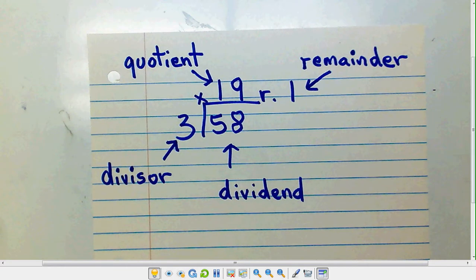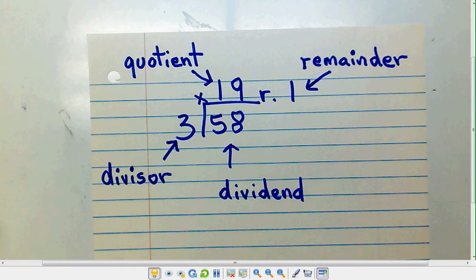Let's go over the parts. The 58 is the number you are dividing, which is called the dividend. The divisor is the 3, because that's the number you're dividing by. And the answer to a division problem is called the quotient. Anything left over that is greater than the divisor is the remainder.